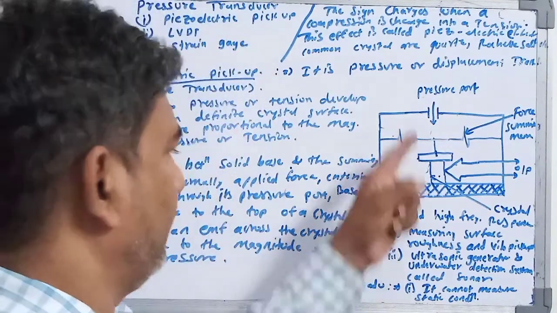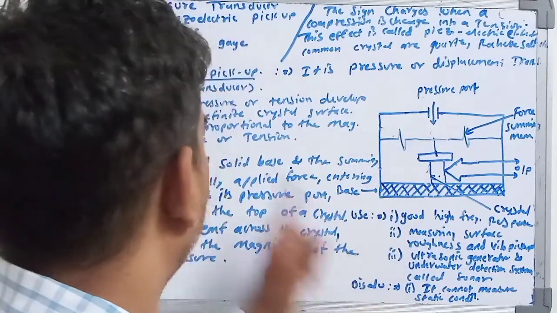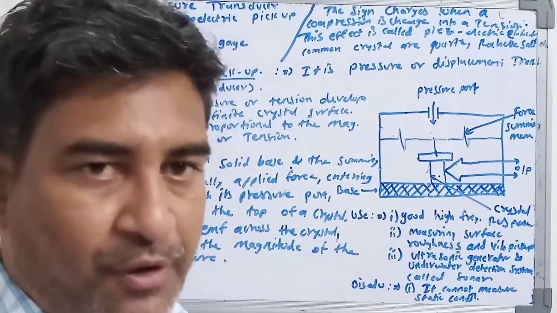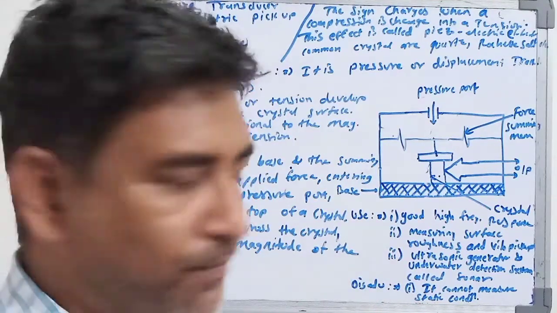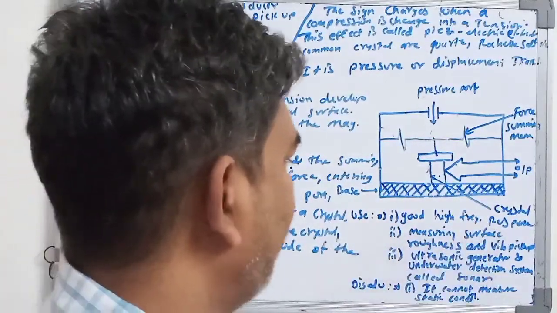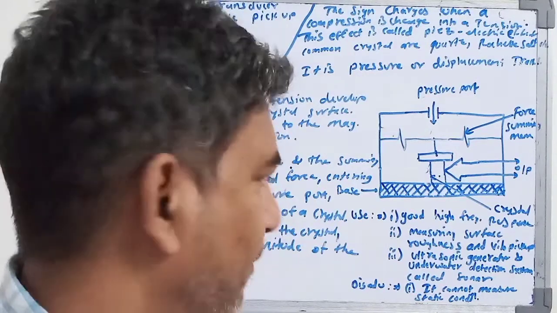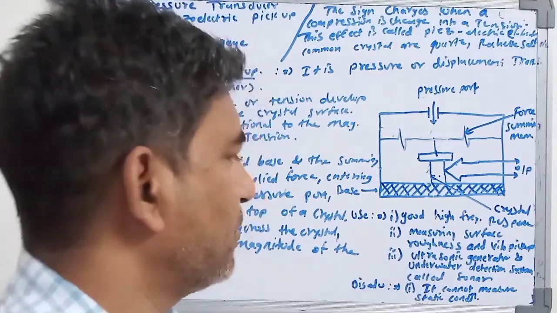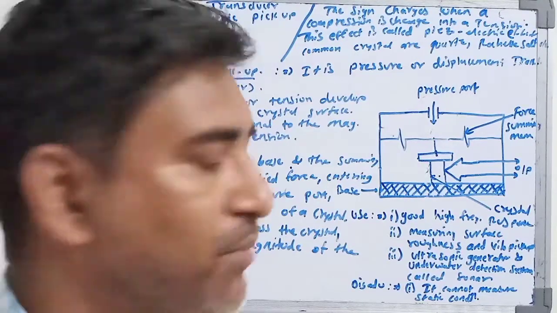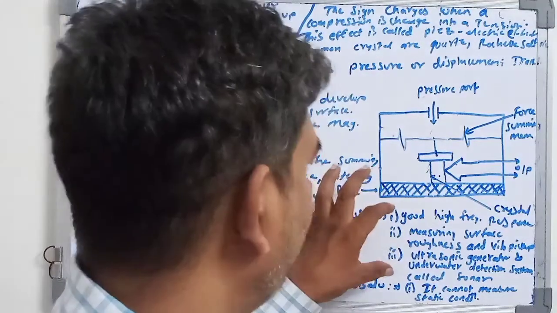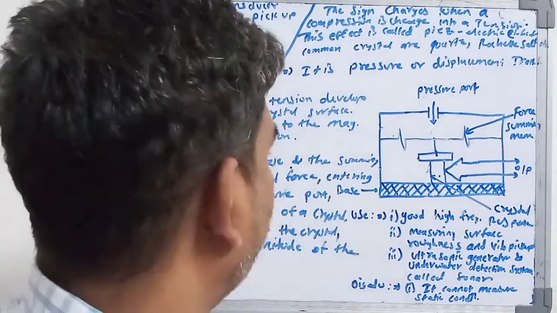Now the uses of the piezoelectric pickup. First, it has a good high frequency response. Second, it measures surface roughness and is used as a vibration pickup. Third, it is also used in ultrasonic generation and flaw detection systems. So these are the three very important uses of the piezoelectric pickup.